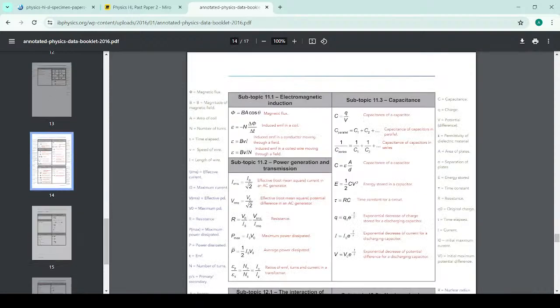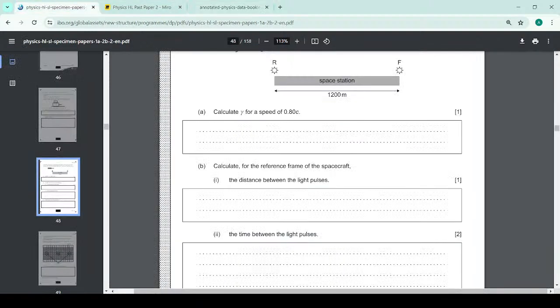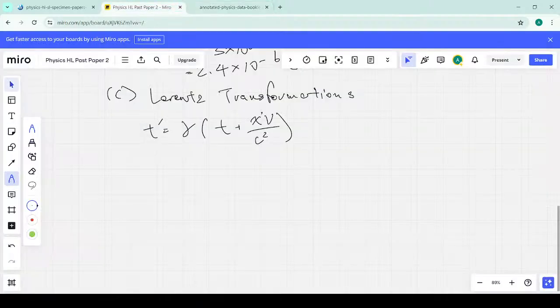Describing fields, relativity. t prime. Wait, is it t? t prime, wait, t prime is the negative one? Gamma t minus. Oh, okay. Sorry, chat.